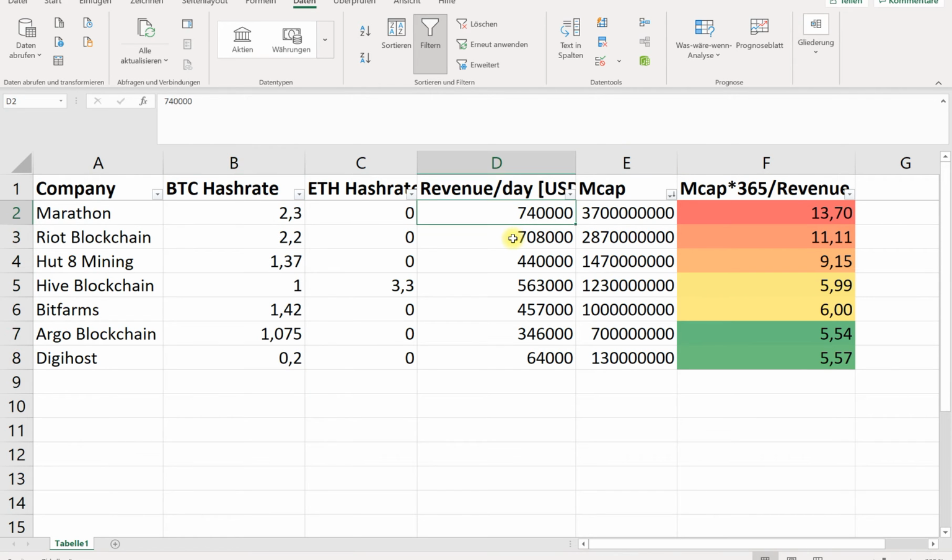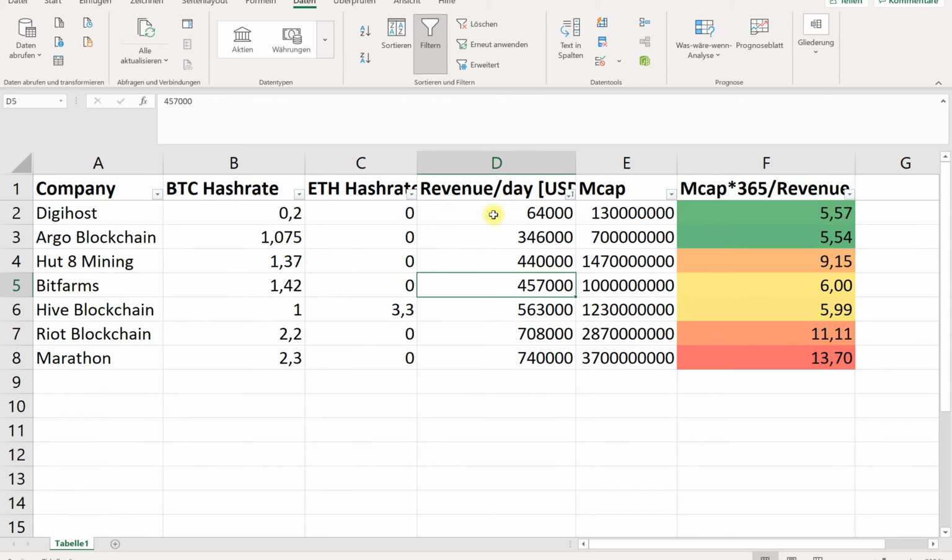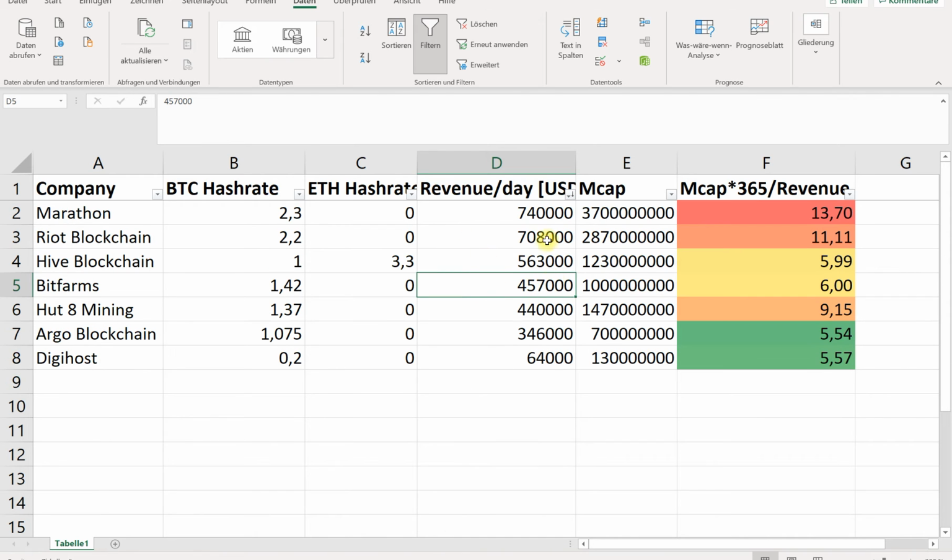Marathon is at number one with $740,000 a day. Then Riot, and Hive is next. Let's do it again. Okay, so Hive number three was $560,000. Bitfarms, $450,000. Hut 8, $440,000. Argo, $346,000. I know they are mining Zcash, but we know that their BTC hash rate is a little bit underperforming right now. So I think it's fair to put their disclosed number here and to forget about the Zcash mining, because it's such a small part. And I think that makes sense here. And Digihost right now at 200 petahash at 64,000.